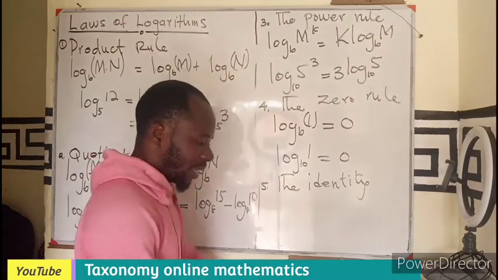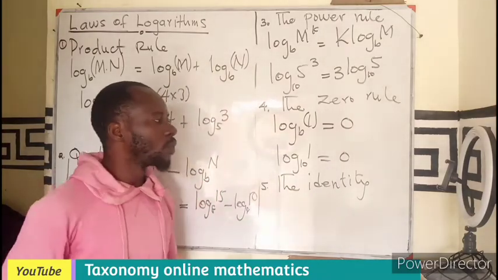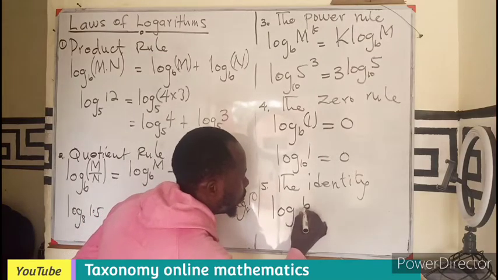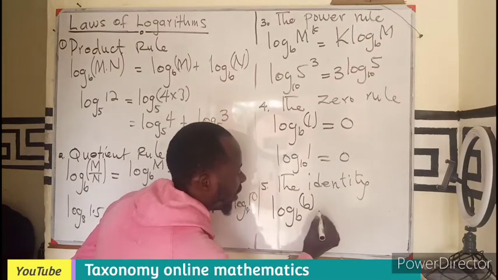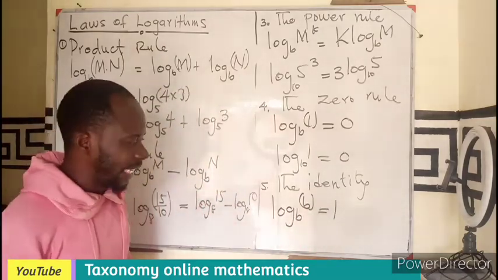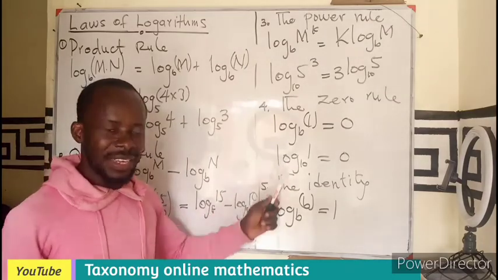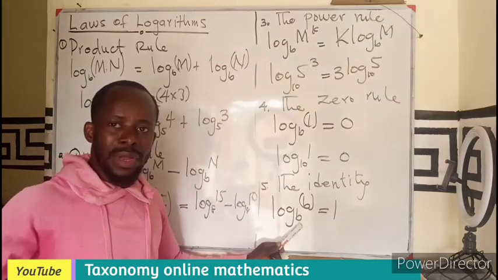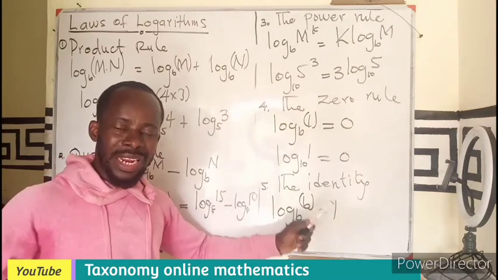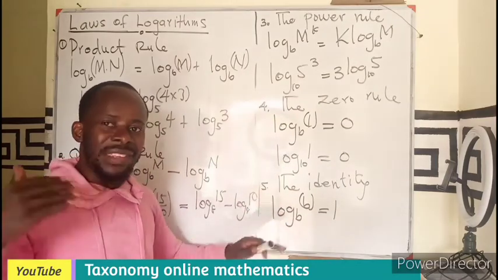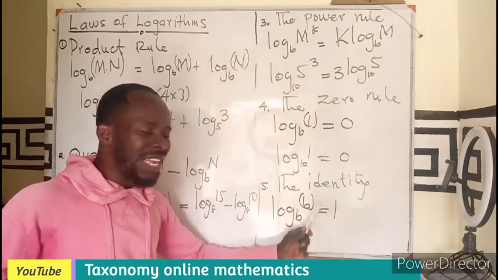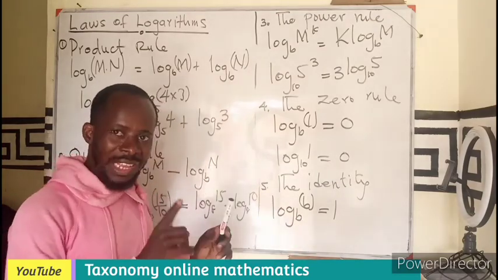We have what we call the identity rule, which is that the log of b to the base b is equal to 1. The difference between this and the previous one: in this one, they have the same number, that is log 5 base 5 is 1. If the argument and the base are the same, your answer is going to be 1.